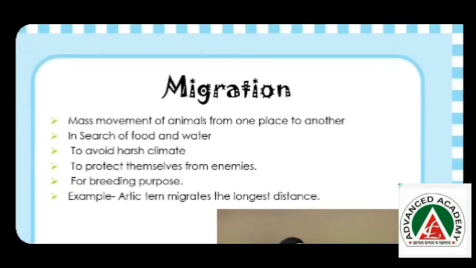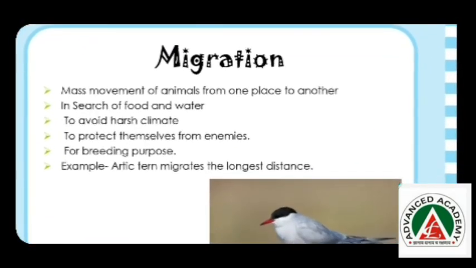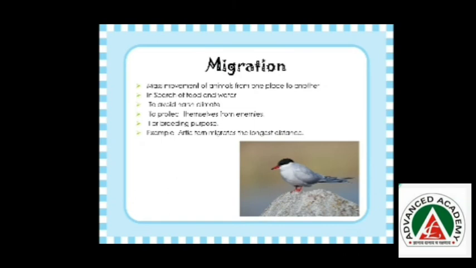Now we'll study the phenomenon of migration. Mass movement of animals from one place to another in search of food and water, to avoid harsh climatic conditions, to protect themselves from enemies, and for breeding purposes is known as migration. For example, the Arctic tern migrates the longest distance.